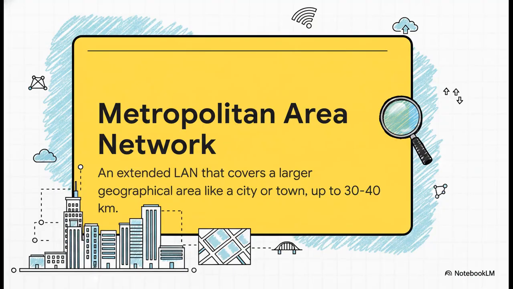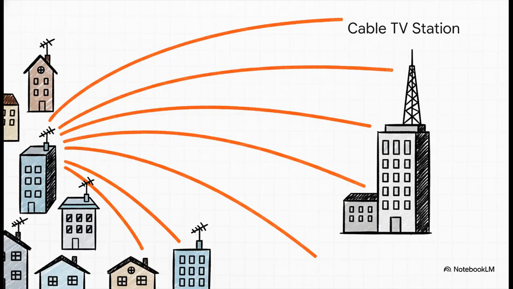Think bigger now. This is the Metropolitan Area Network, or MAN. As the name says, it covers a whole city or town. It's not just one building anymore, but many buildings all across a city, all connected together. The best example to remember is your cable TV connection. You know, that one cable network brings TV channels to lakhs of homes all across your city. That's a great example of a metropolitan area network in action.